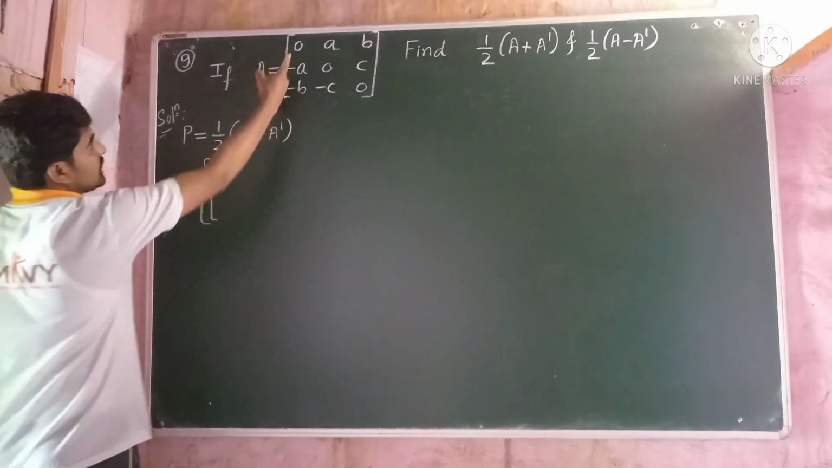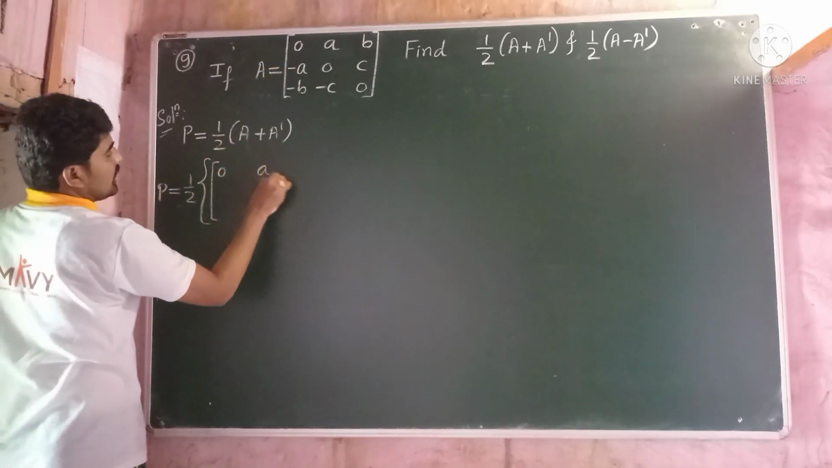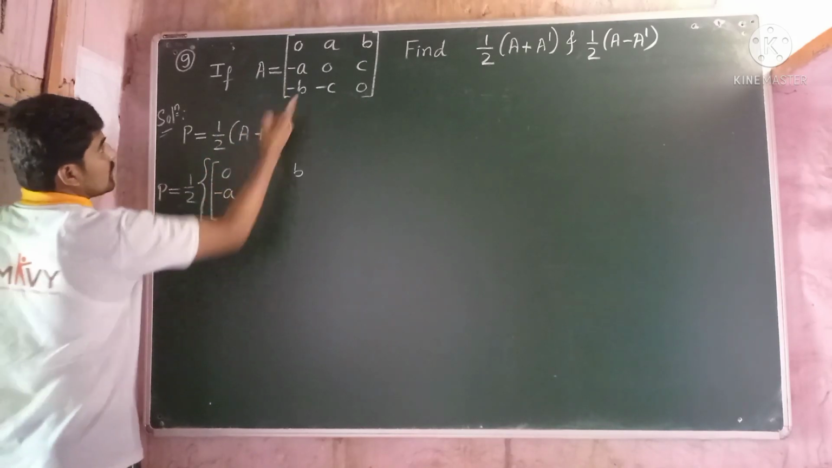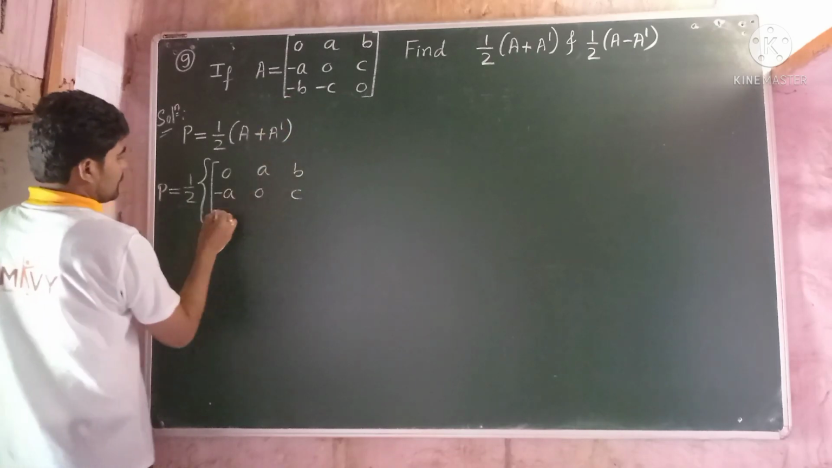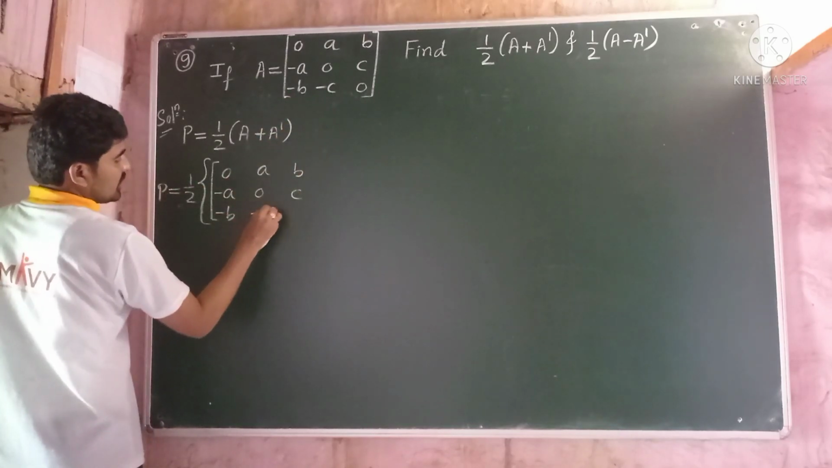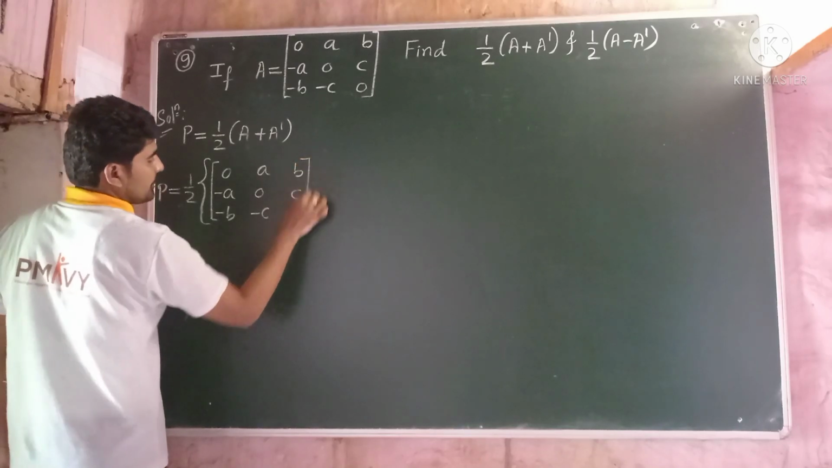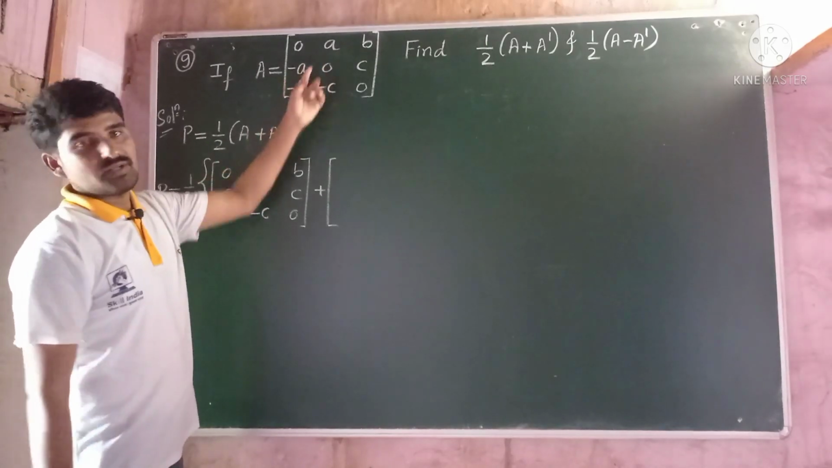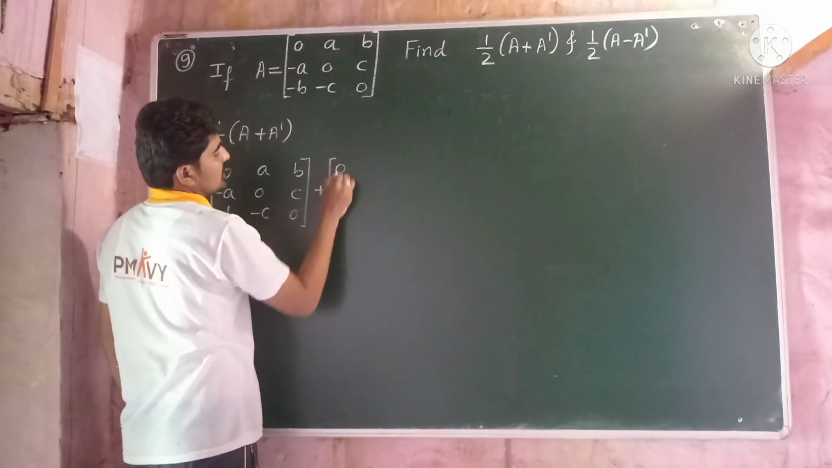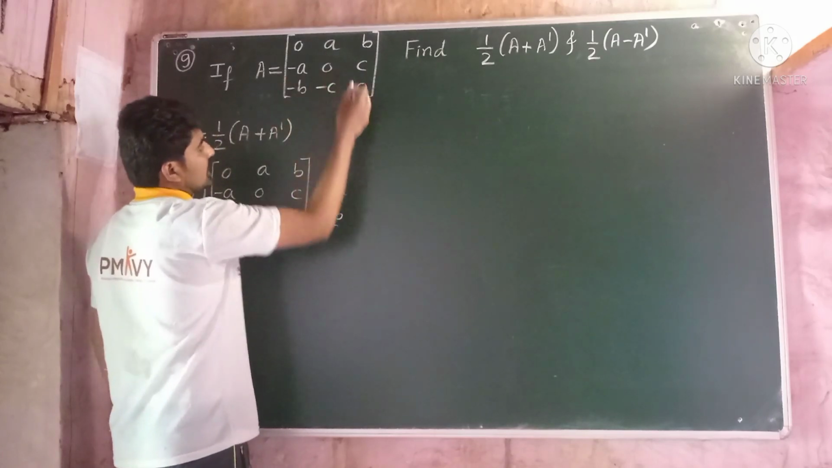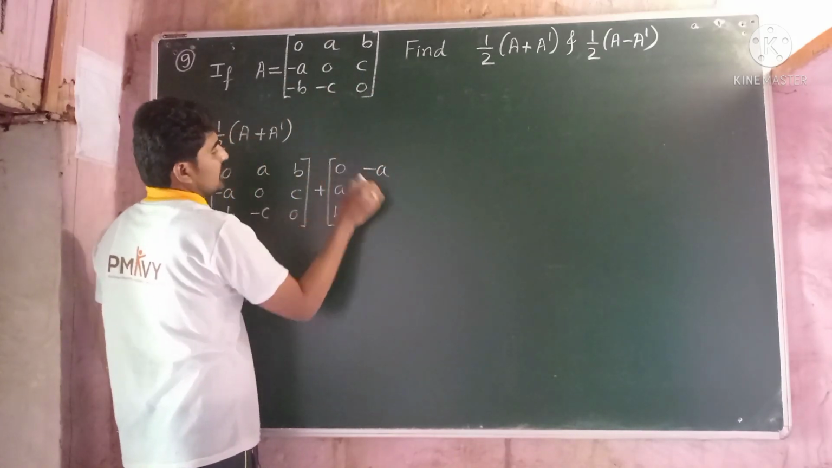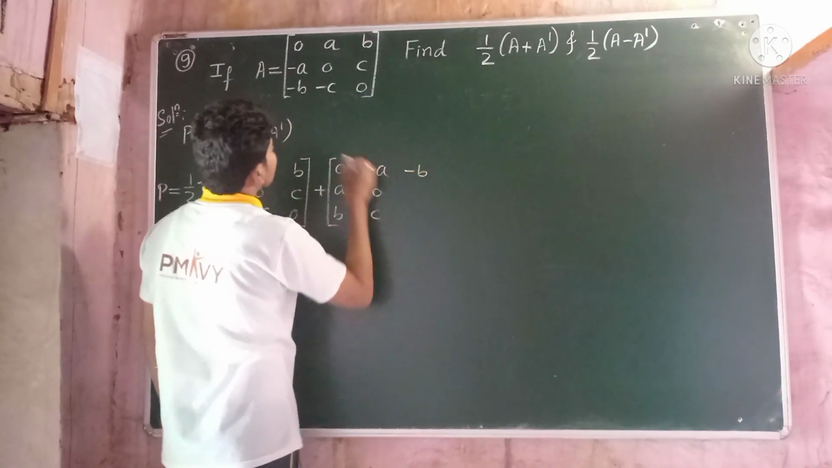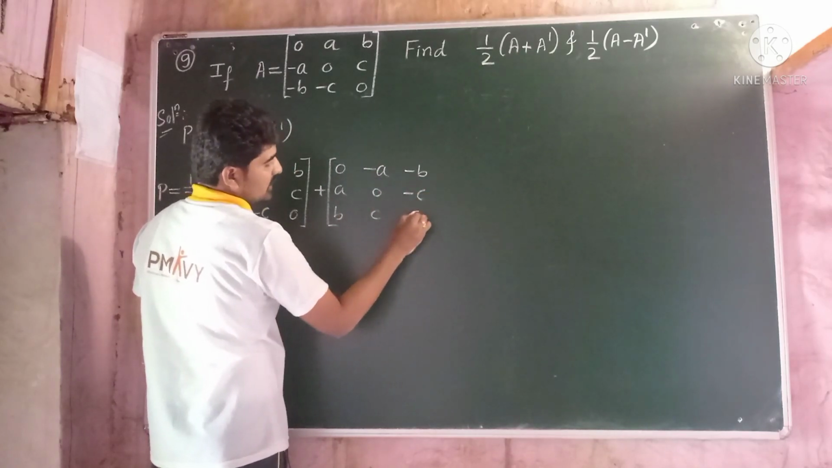matrix A, given by 0 A B, minus A 0 C, minus B minus C and 0, plus matrix A dash, given by: first row becomes first column 0 A B, second row becomes second column minus A 0 C, third row becomes third column minus B minus C and 0.